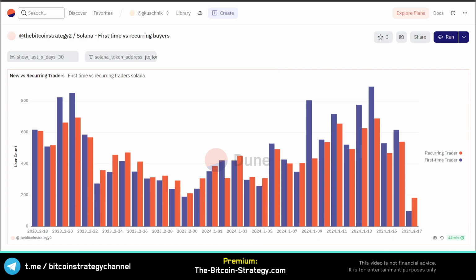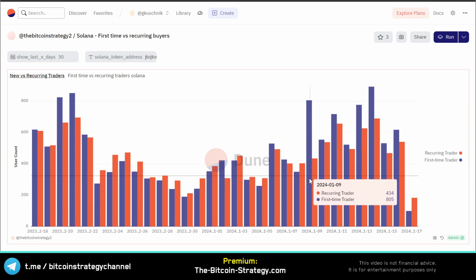What we see in this chart is the number of first-time traders of the Jito token versus the number of recurring traders for every single day. So we've got a comparison every single day. Now what we want is that the number of first-time traders exceeds the number of recurring traders on a given day, because this shows us that the project is growing, that more and more people want to get into the token. Once this turns around, for example, here on Christmas, where not a lot of people were looking at cryptocurrencies, the price potentially isn't doing too well.